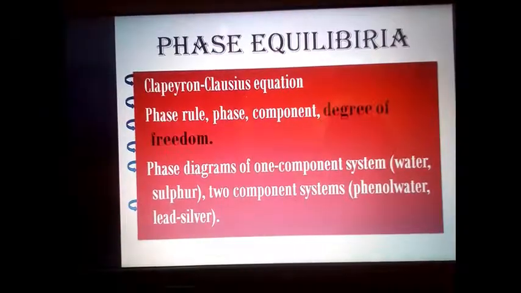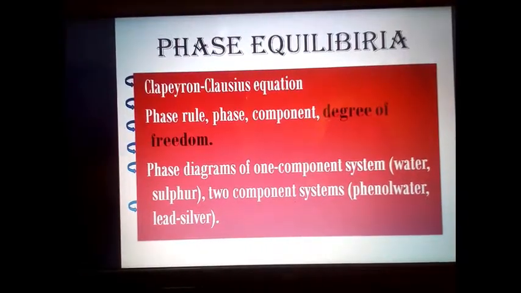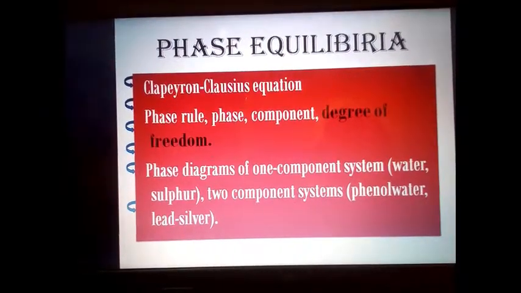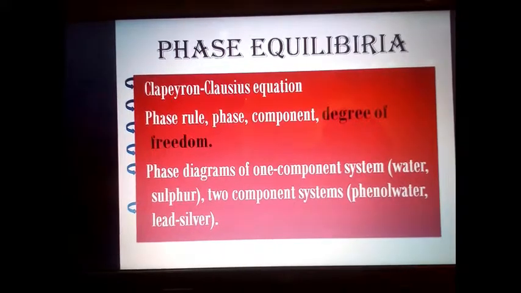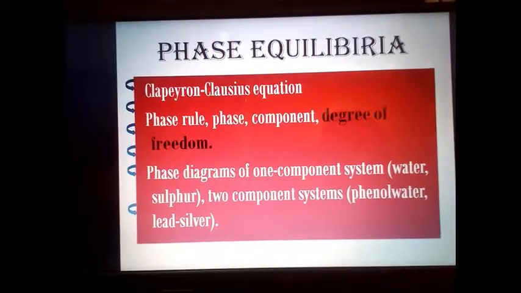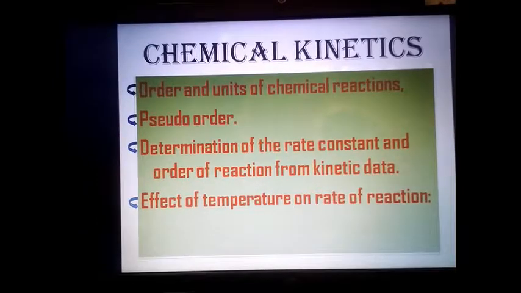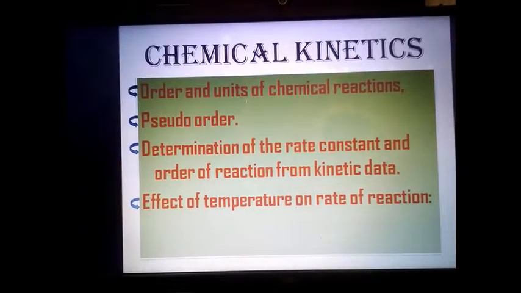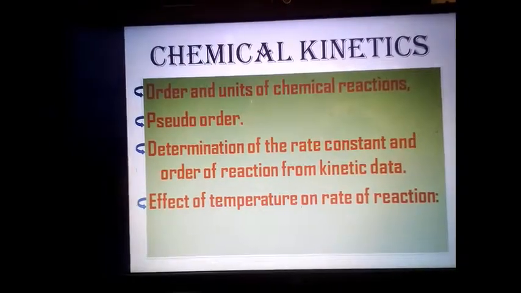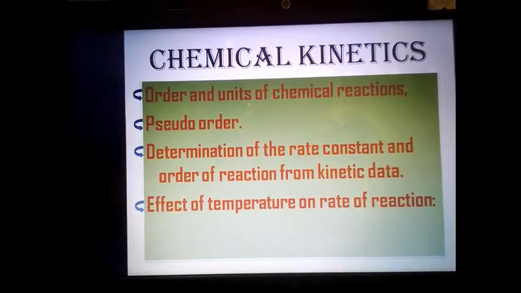And next is phase equilibria, in which we have to study the Clapeyron-Clausius equation, phase rule, phase, component, degree of freedom. Degree of freedom is a very important topic, so don't leave it. And next is phase diagram of a one-component system like water and sulfur system, two-component system like phenol-water and lead-silver, etc. And the next topic is from chemical kinetics. See, we have marked all the topics in red, and all the topics of chemical kinetics are very important. Don't leave it. And it is a scoring section in entrance examinations.